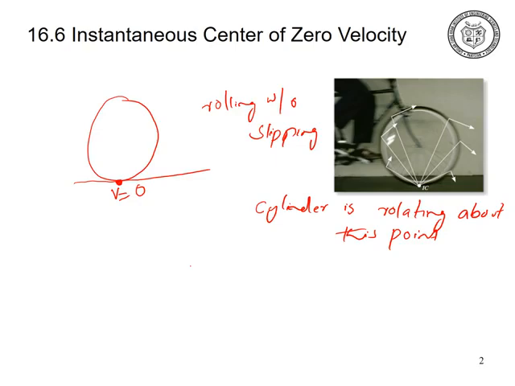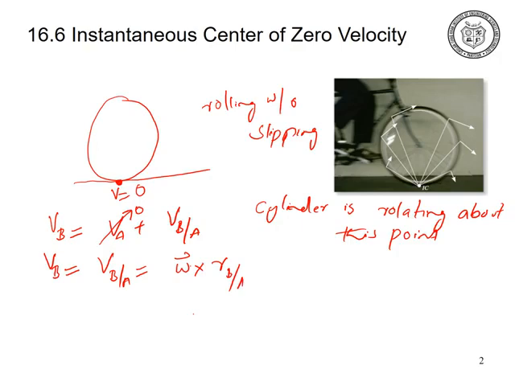So why am I saying that the cylinder is rotating about this point? Just recall that we have the velocity VB equal to the velocity VA plus the velocity of B with respect to A, where B and A are any two points on the rigid body. So imagine that the velocity of the point A is 0. Then the velocity of the particle B becomes VB with respect to A, which is equal to omega cross RB with respect to A.